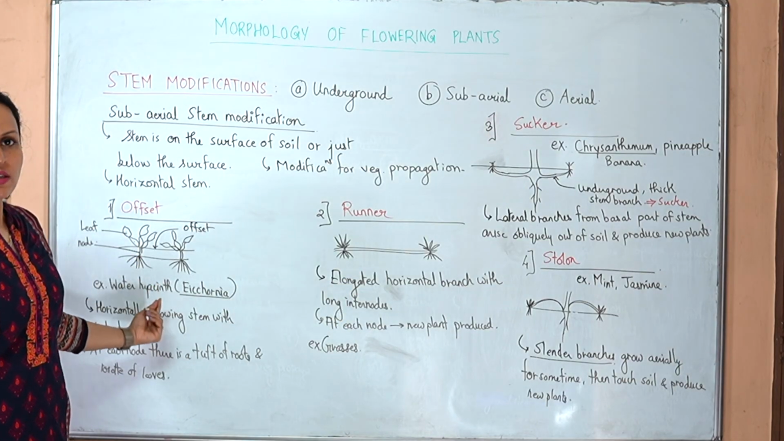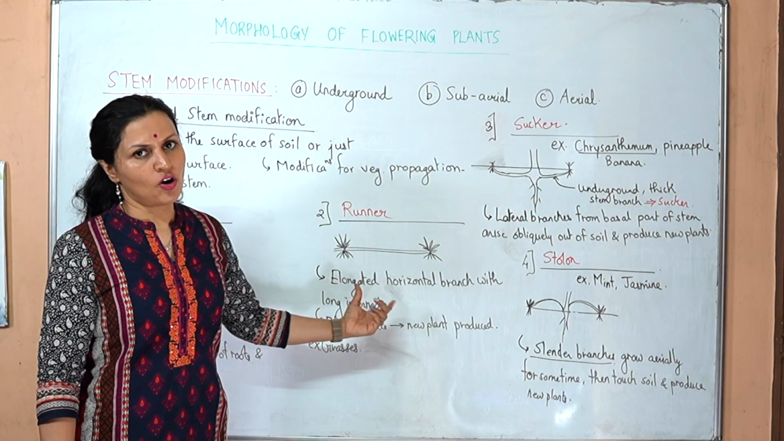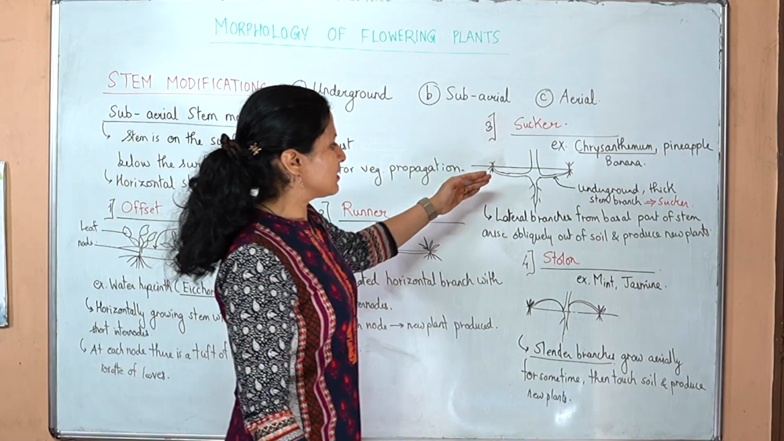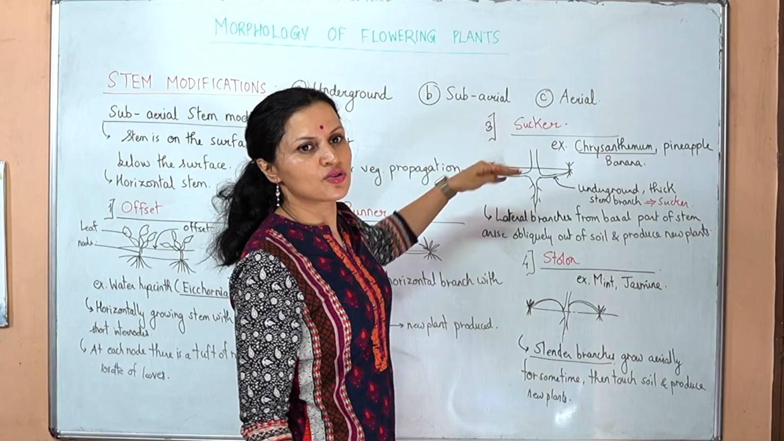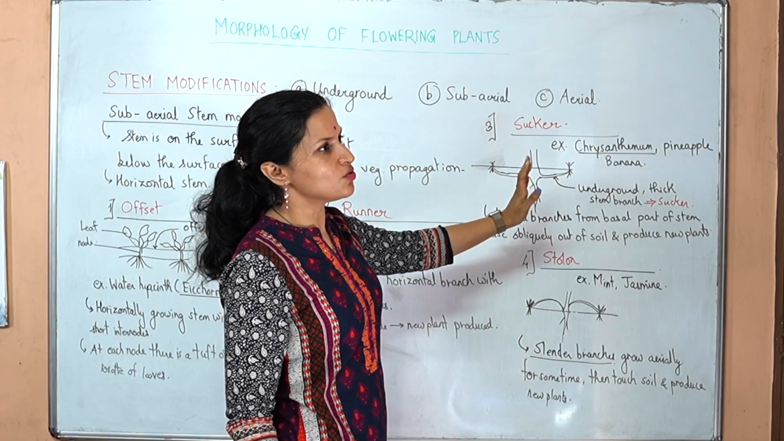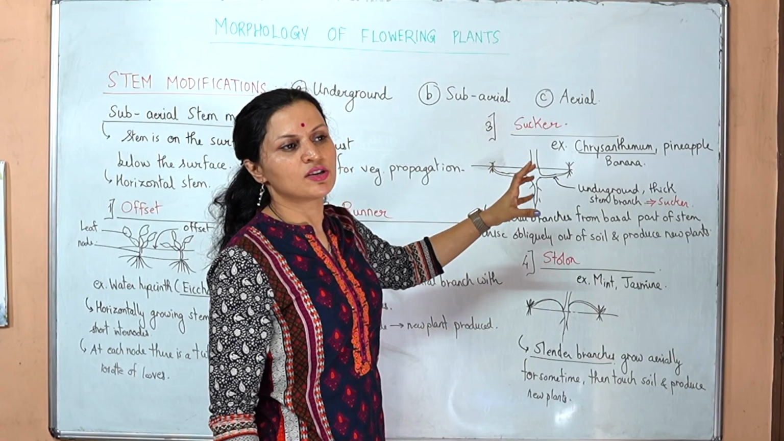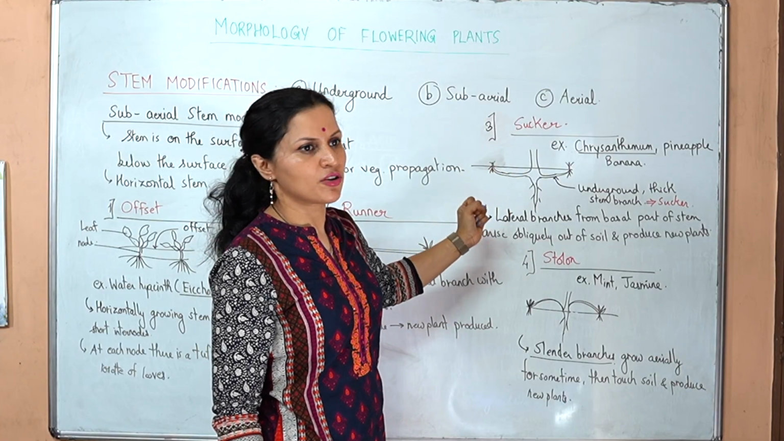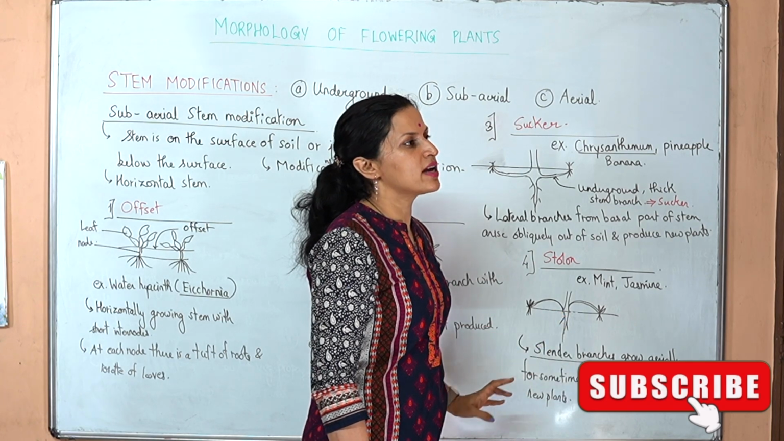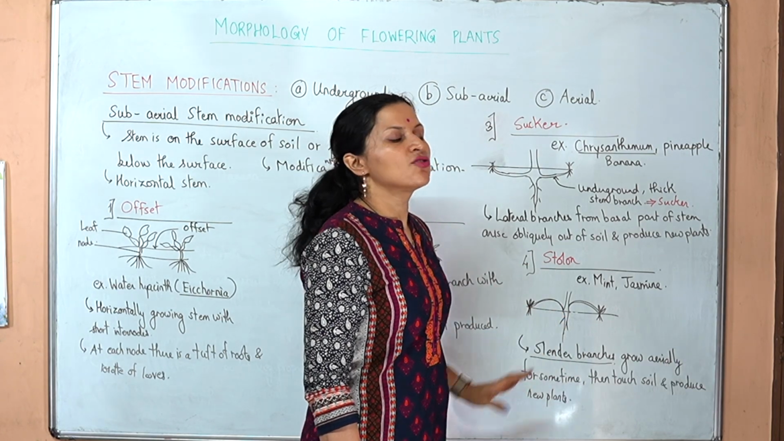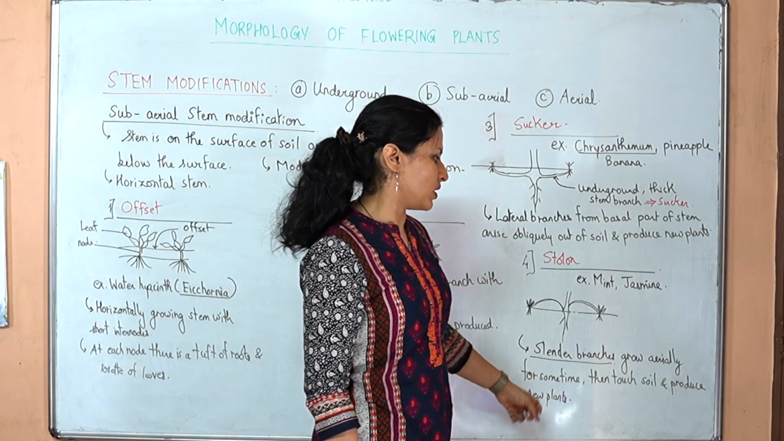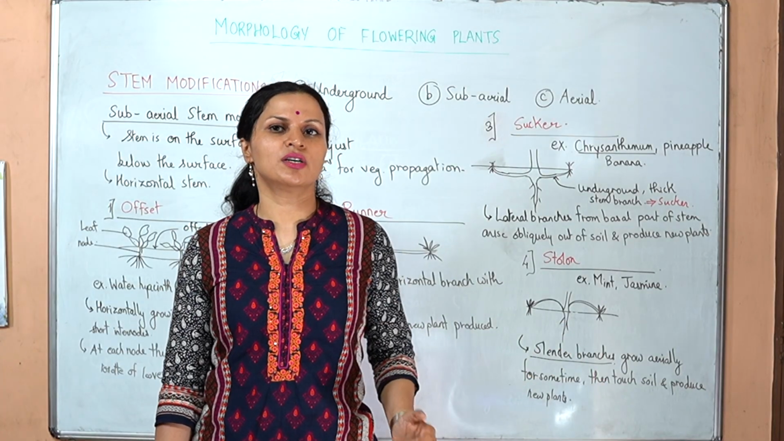Offset is with short internodes, a runner is with long internodes. But at every node, they produce new plants. Sucker and Stolon. Sucker grows underground for a while and then obliquely emerges out to produce new plant. They are called suckers because they will draw nutrition from the main plant for a period of time. And Stolon are slender branches which arise from the basal part of the stem and grow aerially for some time, and when they touch the ground, they will produce new plants. In the next lecture, we will do the different types of aerial stem modifications.